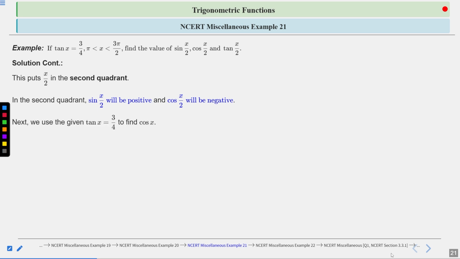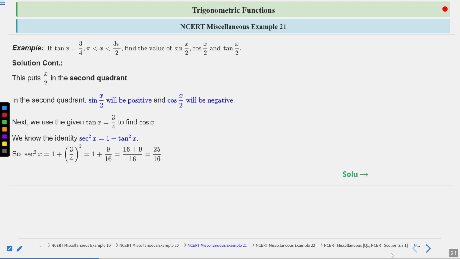Next, we use the given tan x = 3/4 to find cos x. We know the identity sec square x = 1 + tan square x. So sec square x = 1 + (3/4) square, which is 1 + 9/16, which is (16 + 9)/16, which is equal to 25/16.